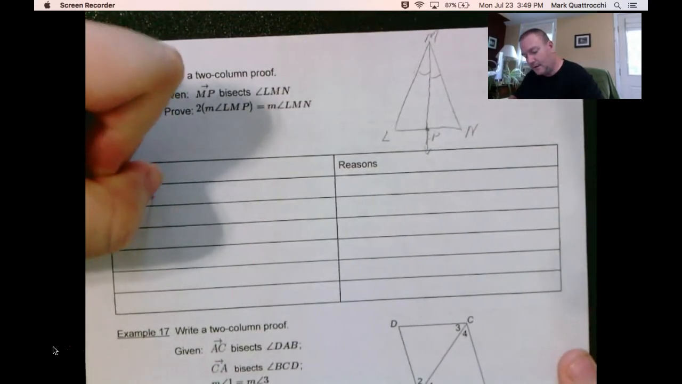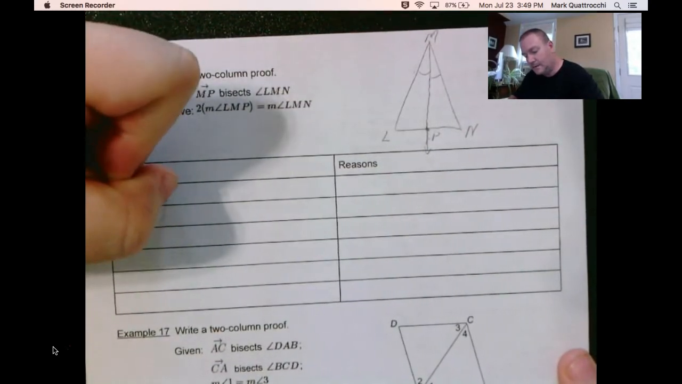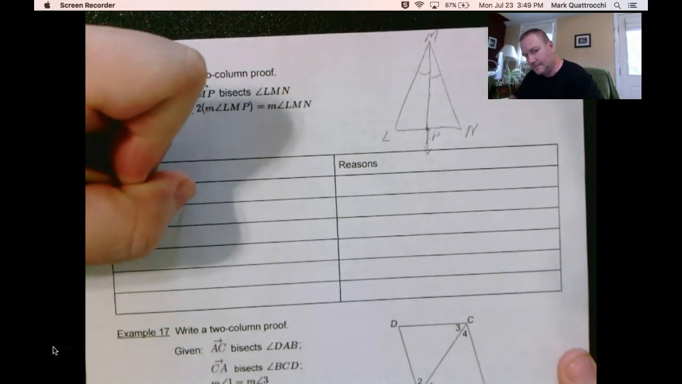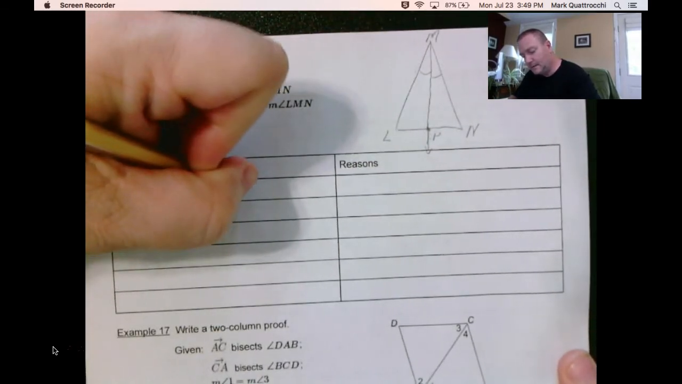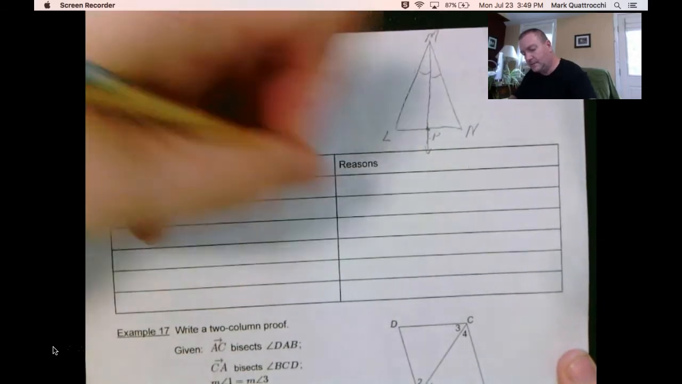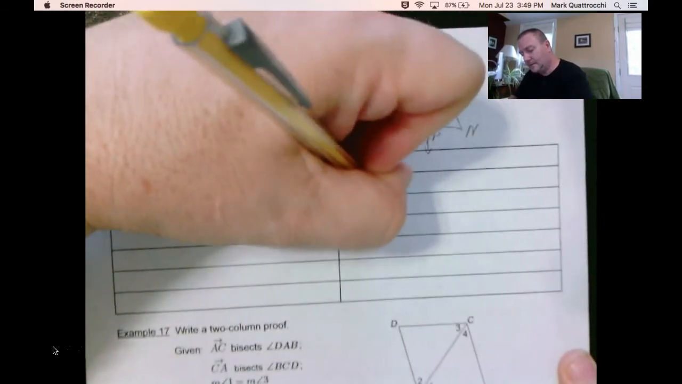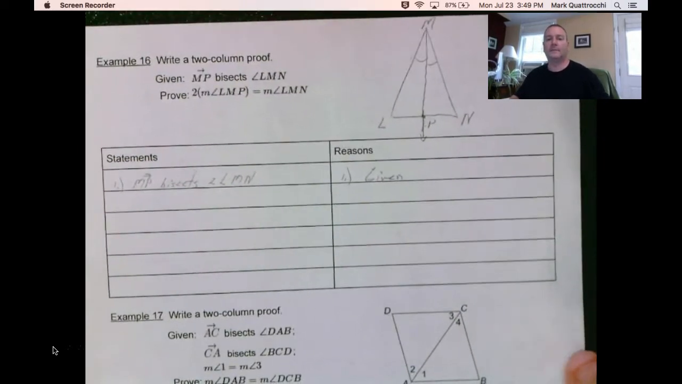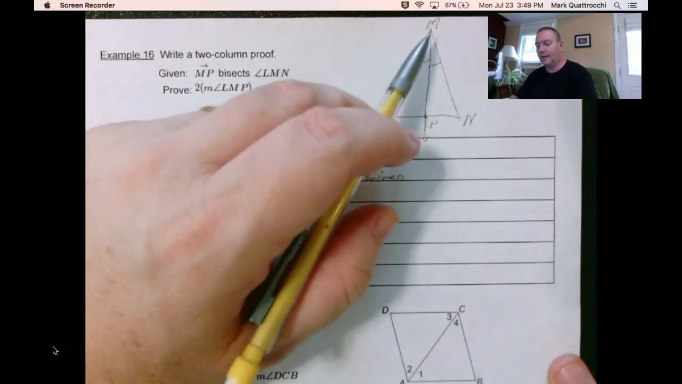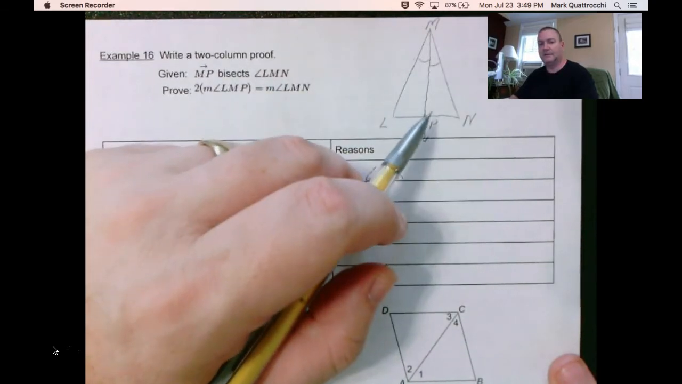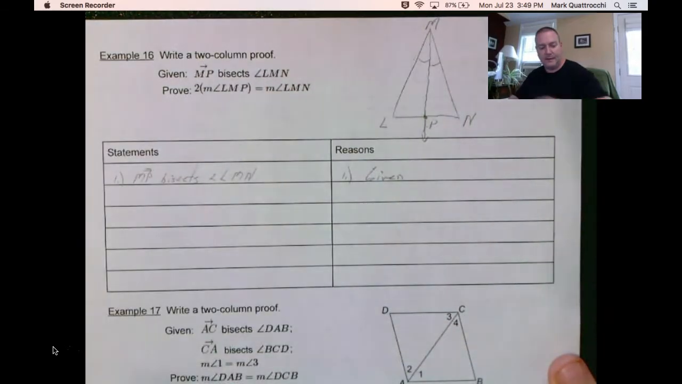All right, so given: ray MP bisects angle LMN. That's given information. What do we know? Since that information is given to us, we know that angle LMP is congruent to angle NMP.